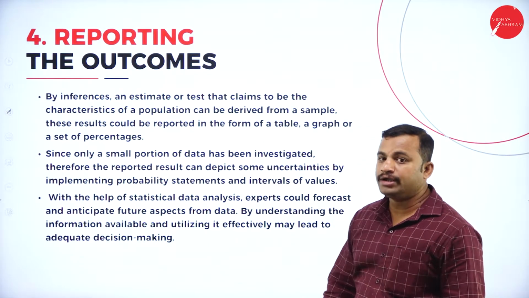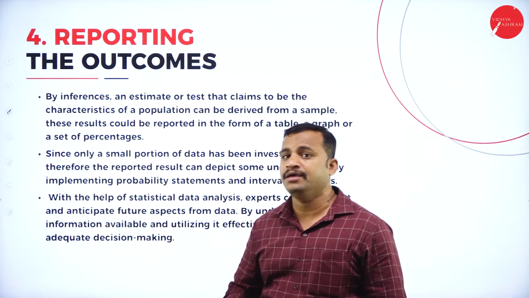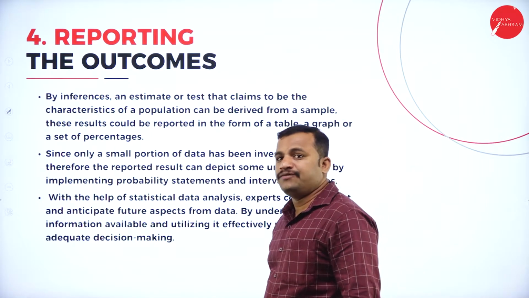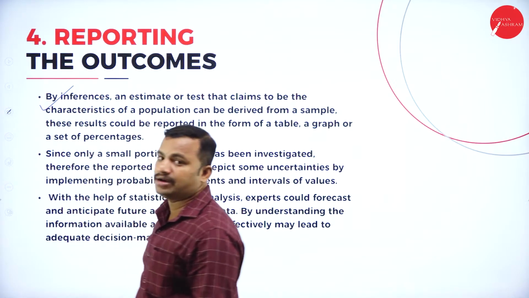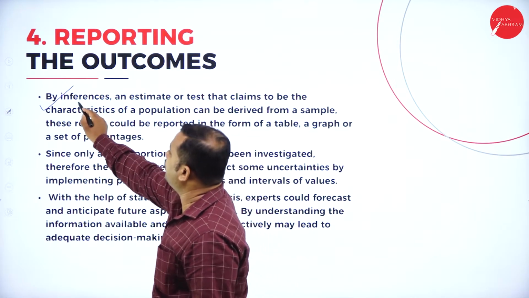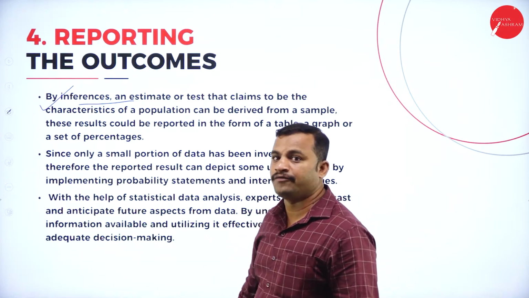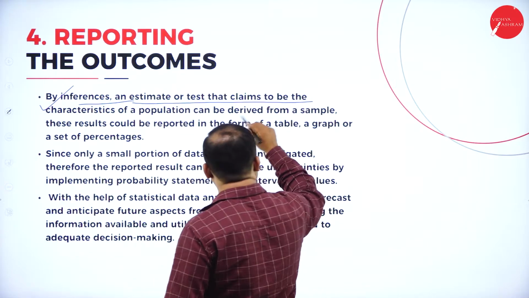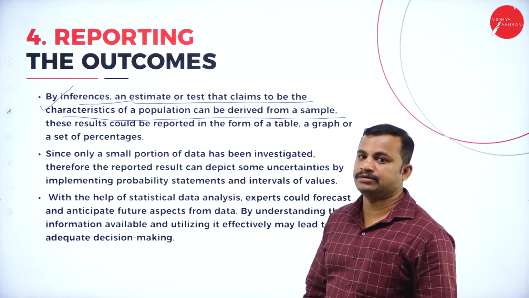Fourth one, reporting the outcomes. That means the final desired output which is obtained by applying the filtering technique. Whether it is a Gaussian filter or a normal filter, by applying that, what is the output we are getting? That is, by inferences. What inference can I draw? What conclusion can I draw from it is to estimate or test claims about the characteristics of the population, which can be derived from a sample.